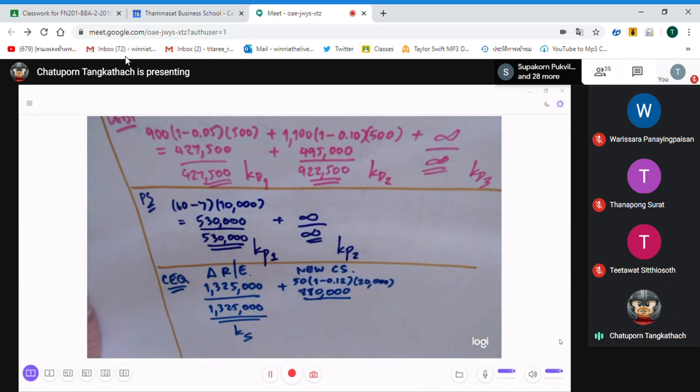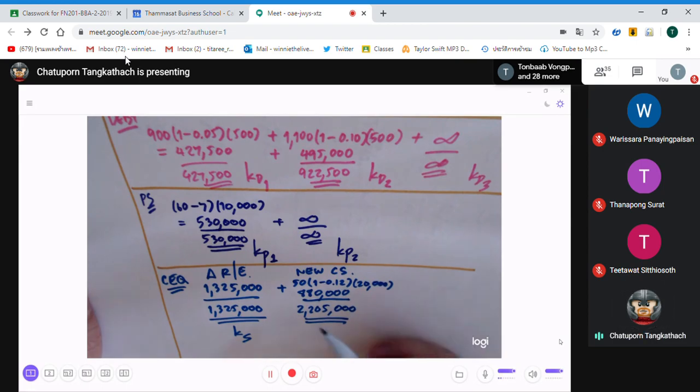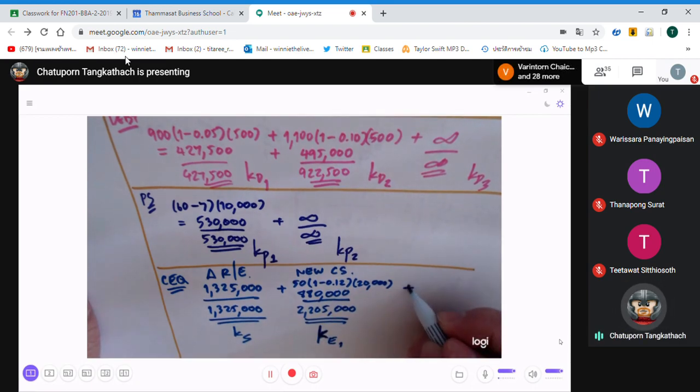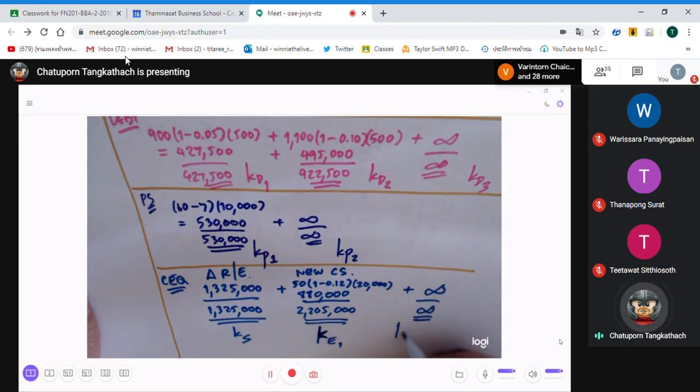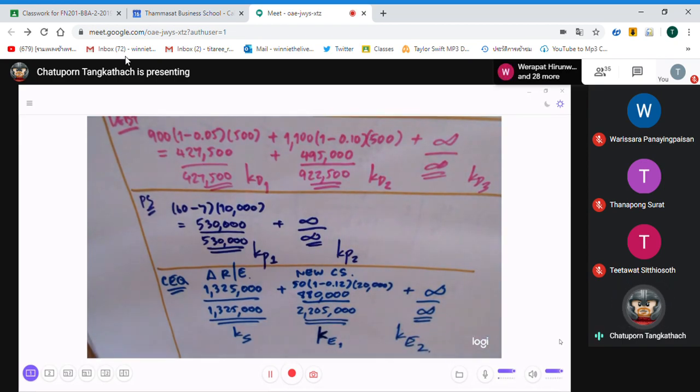880,000. And when the firm issues new common shares, it must be the case that the firm has already used up the retained earnings of 1.325 million. So the total capital that flows in in terms of common equity is 1.325 million added to 880,000, so we have 2,205,000. And the cost of this amount equals KE1. Beyond this, again, let's assume infinity. So the cost rises to KE2. This is what we have.